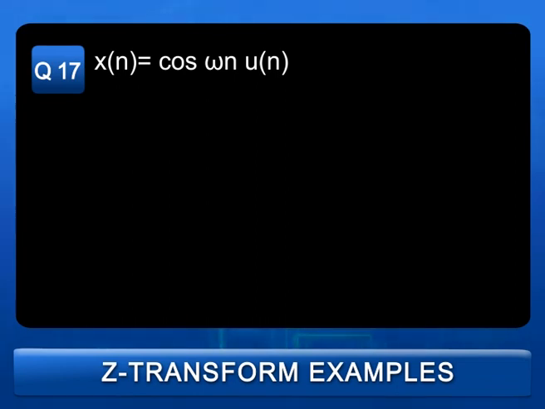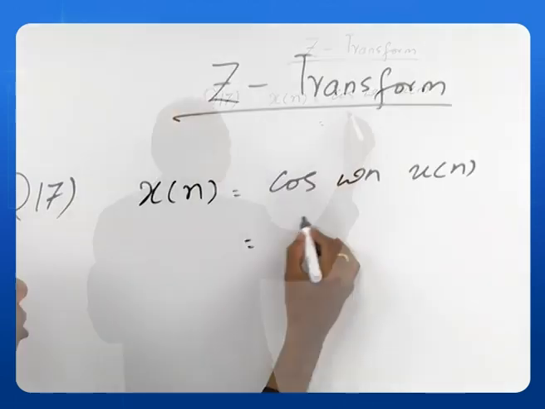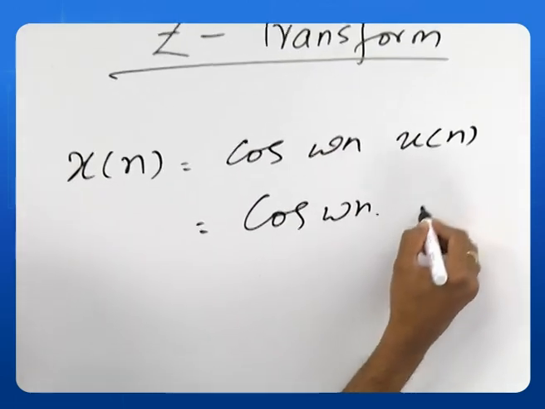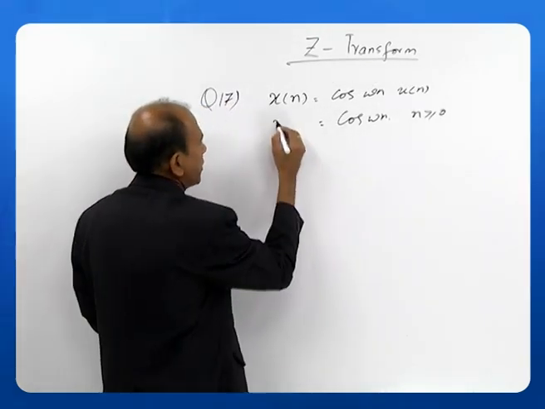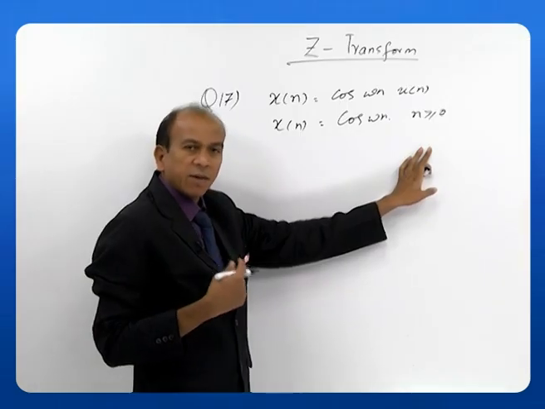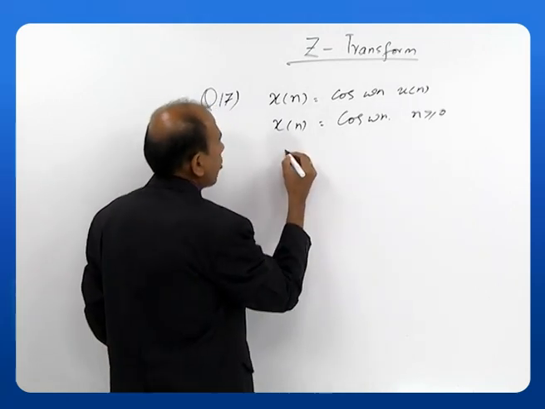17th question: x of n is cos omega n u of n. That means this is equal to cos omega n when n is greater than or equal to 0. So let us see this. Let us calculate the Z transform for this.